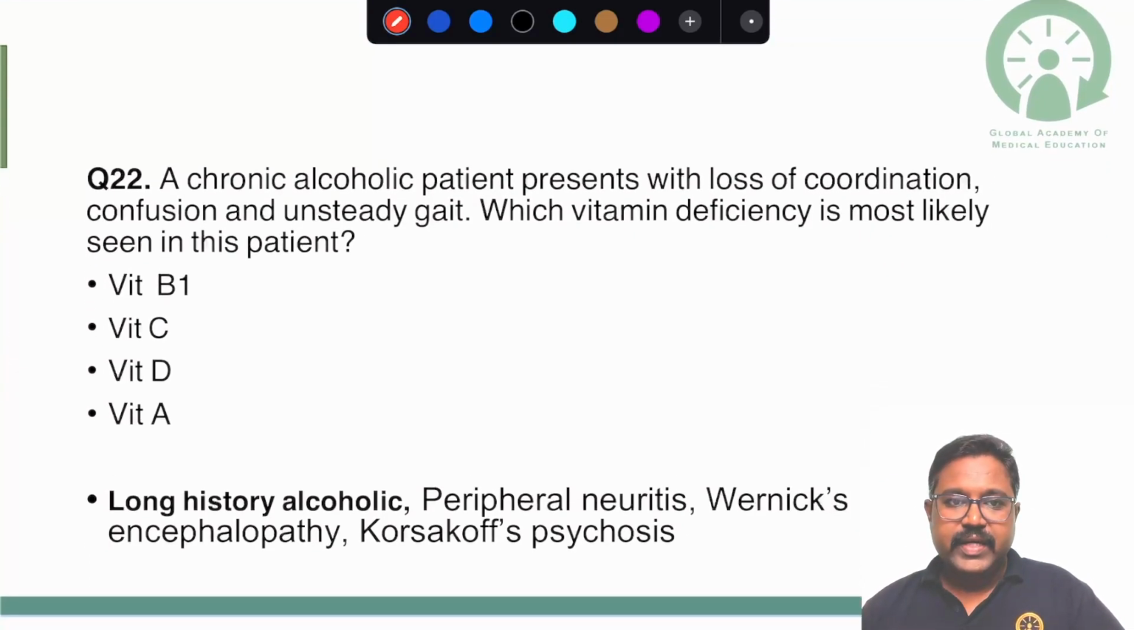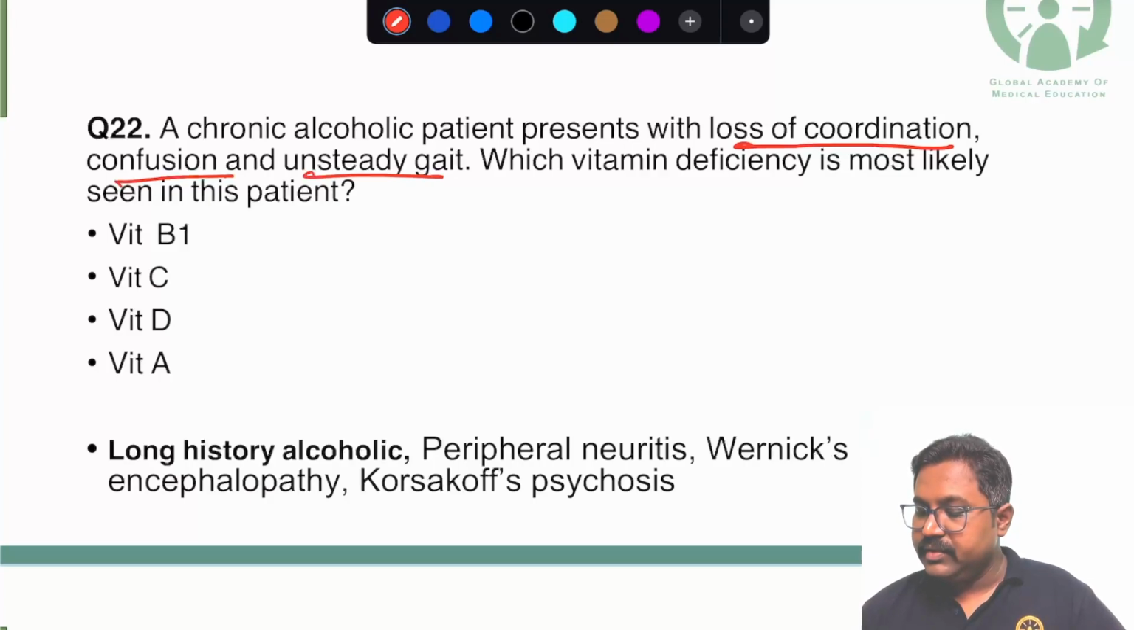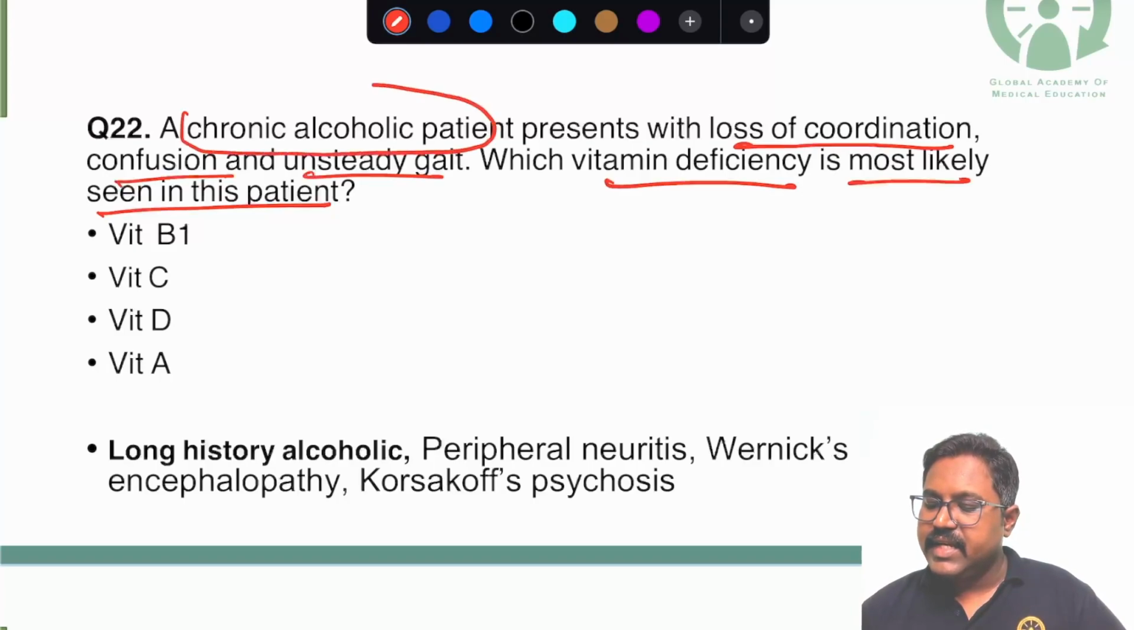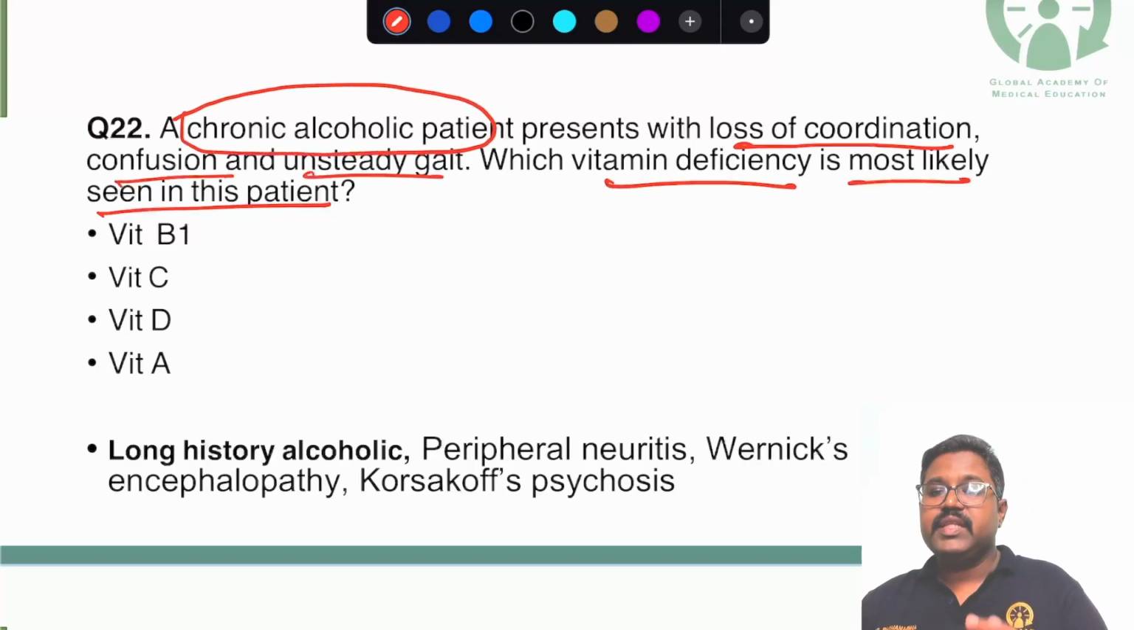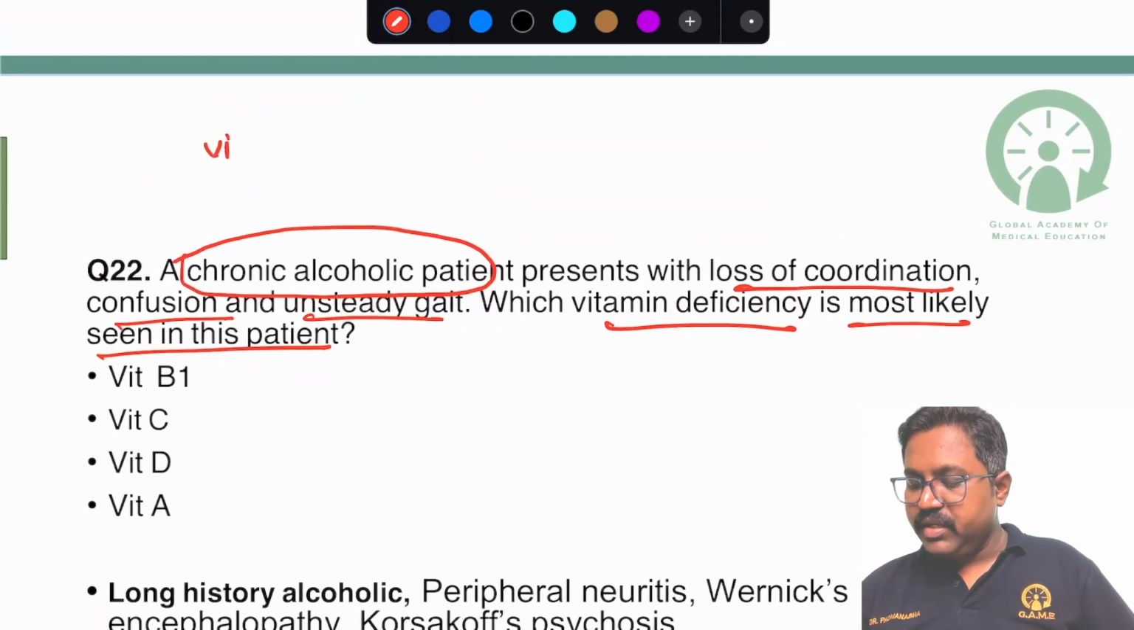We'll move on to the 22nd question: a chronic alcoholic patient presented with loss of coordination, confusion, unsteady gait, and you have vitamin deficiencies. They are asking which vitamin deficiency is more likely to be seen with this patient. Since they are saying chronic alcoholic, the most common vitamin that will be deficient is vitamin B1. That is your vitamin B1. B1 deficiency will be there.